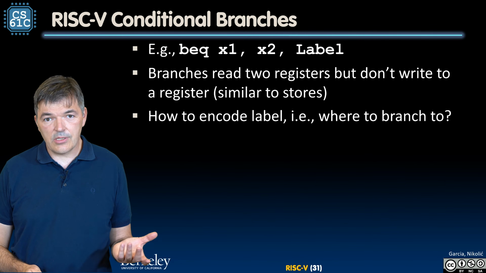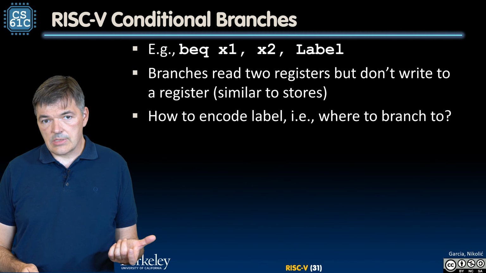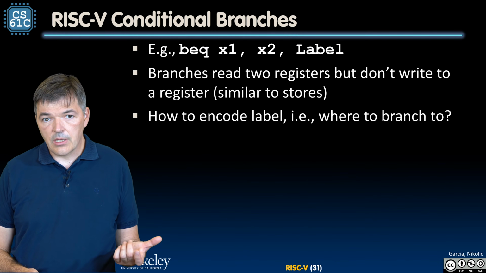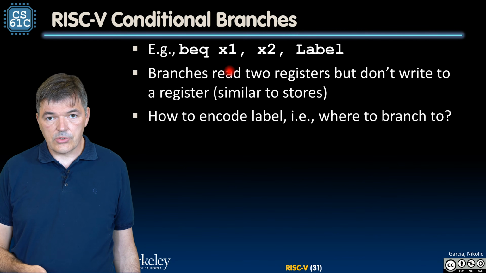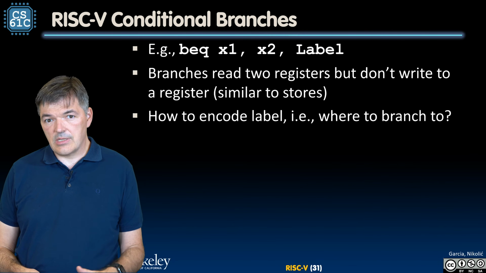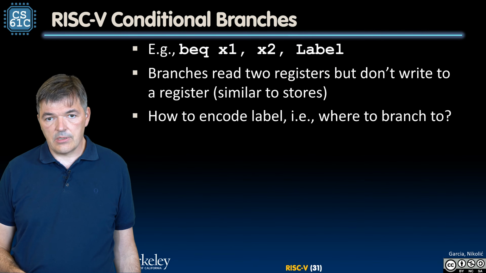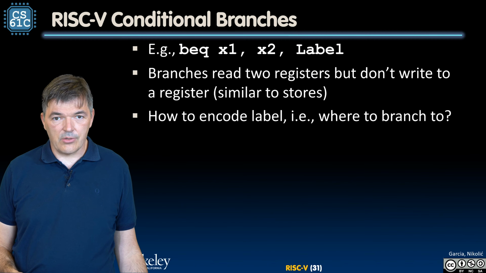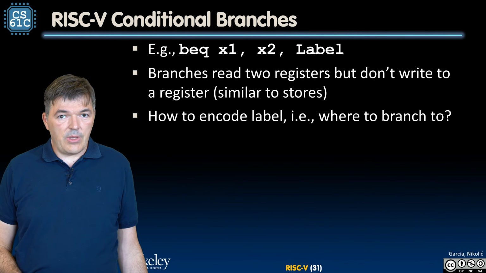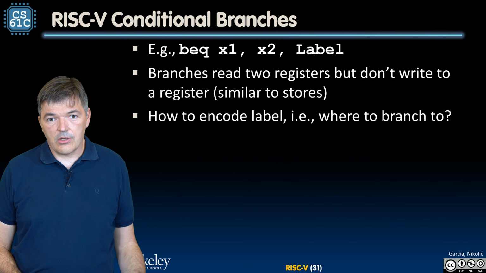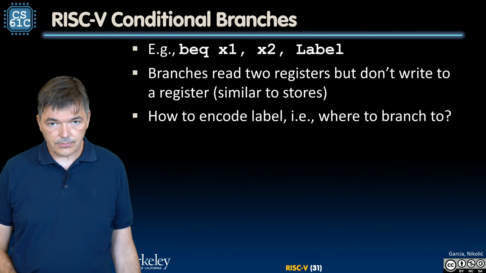So one thing that we notice, branch instructions could use the same or a similar format as the stores. Like the stores, branches need two source registers, they don't need a destination register, and they need some immediate value to represent where the label is, or some representation of the label is needed. So the main question here is, how do we encode that value of a label? Where do we branch to?